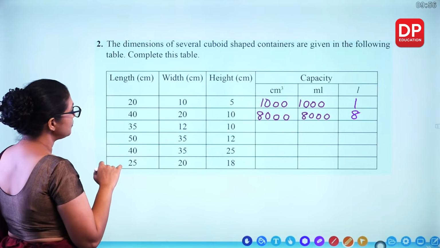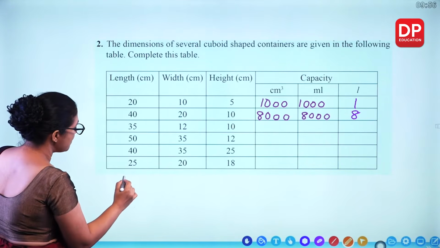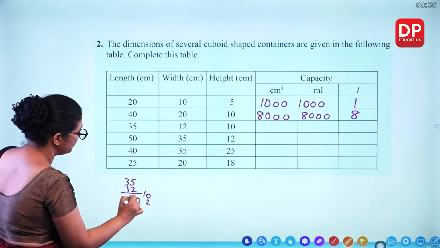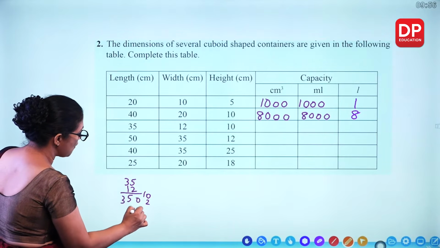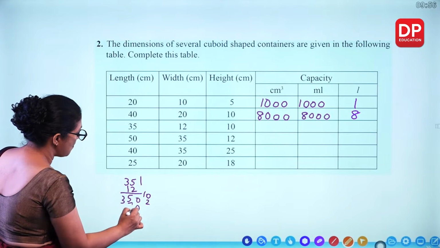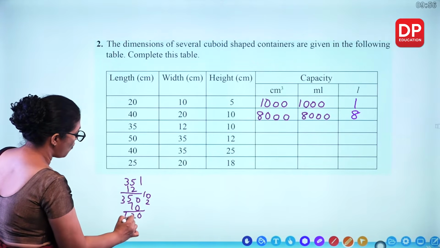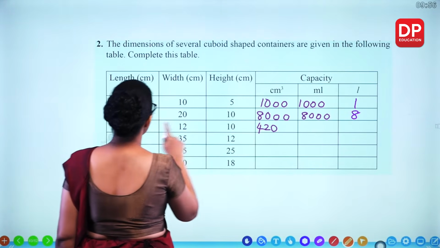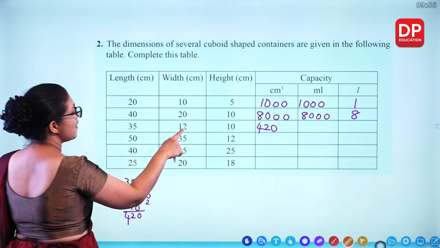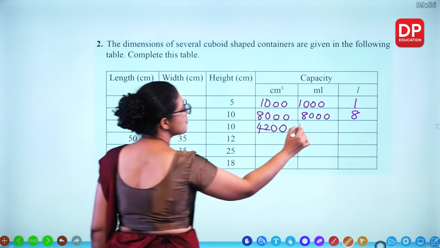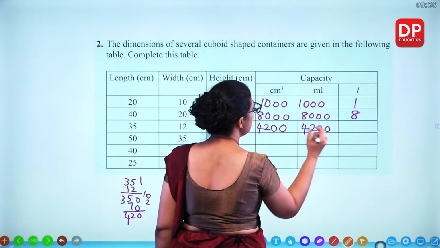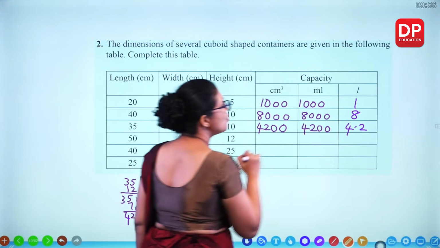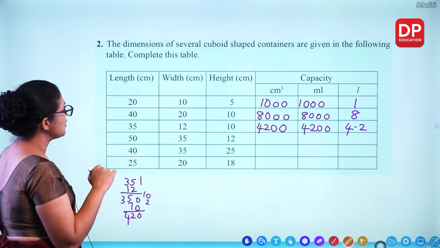This one, you have to multiply. 35 times 12. 10 and 2. 5, 3. 2 times 5, 10. 2 times 3, 6. Plus 1, 7. 420. That's 12 times 35 and put a 0. So same volume you are getting. Divide by 1000. You get 4.2 liters. This one.